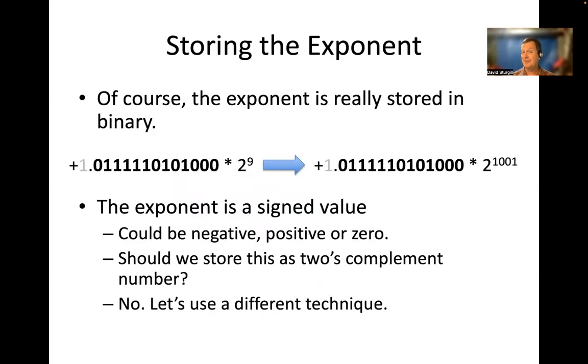We'll just fix it a couple of slides from now. So for now, we'll assume that we can always normalize the mantissa, and we'll come up with a special way of handling 0.